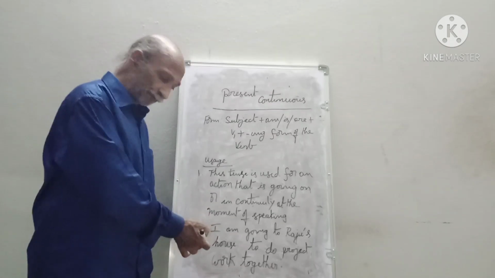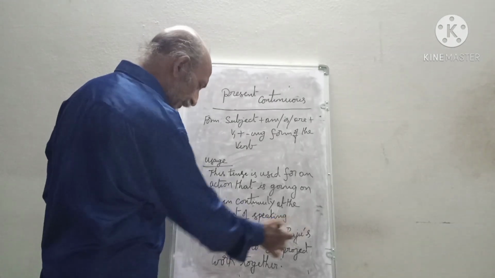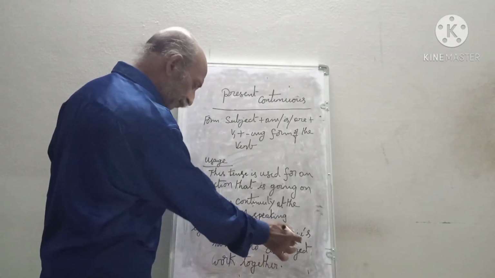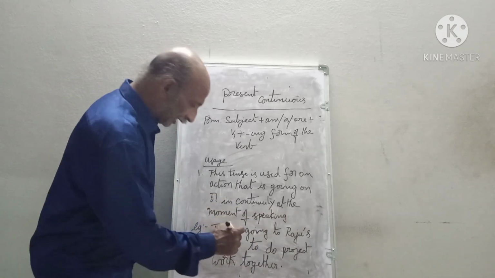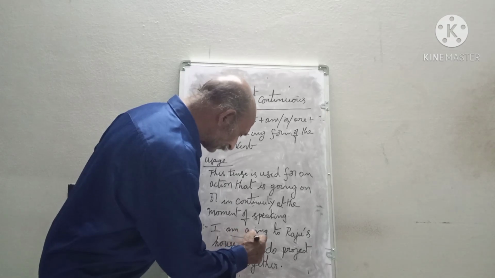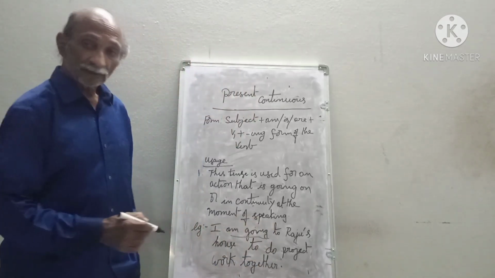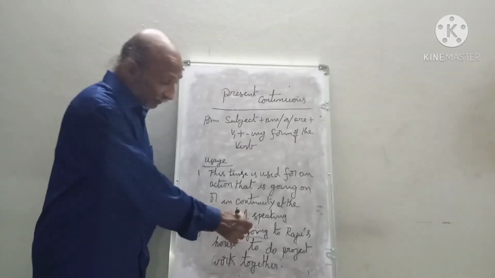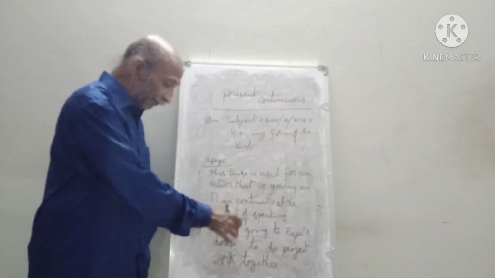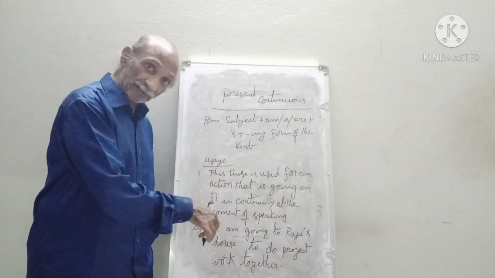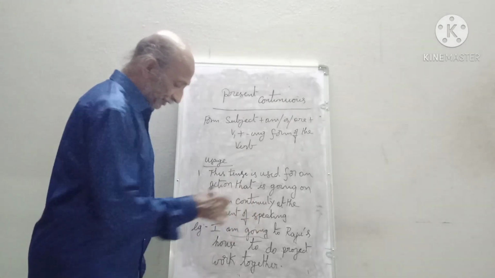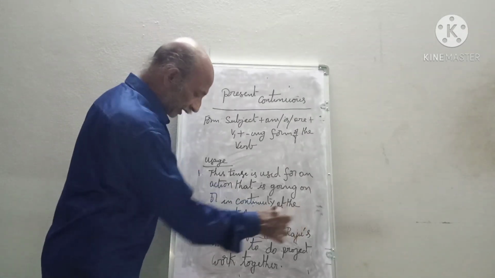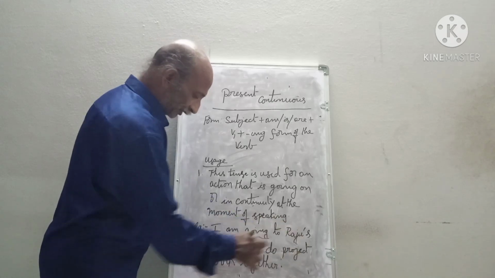Now take a look at the example. I am going to Raju's house to do project work together. You see here, I am going. So why do I use present continuous tense here? It is happening at the moment of speaking. So I use present continuous.